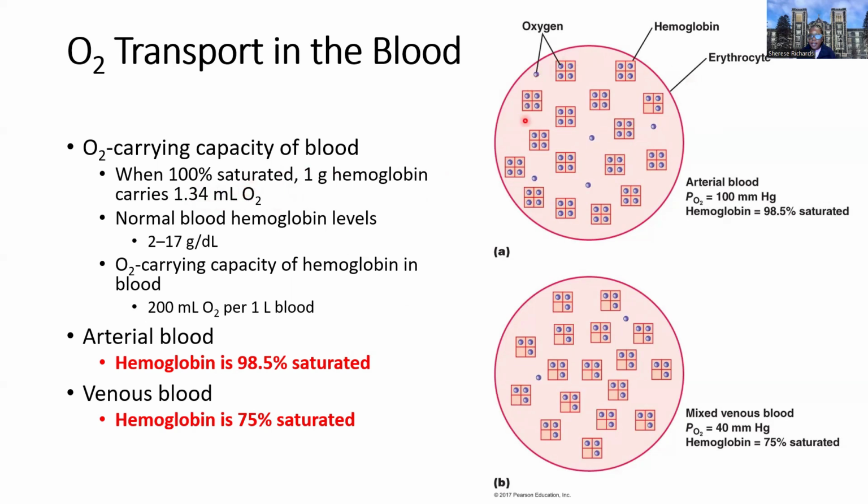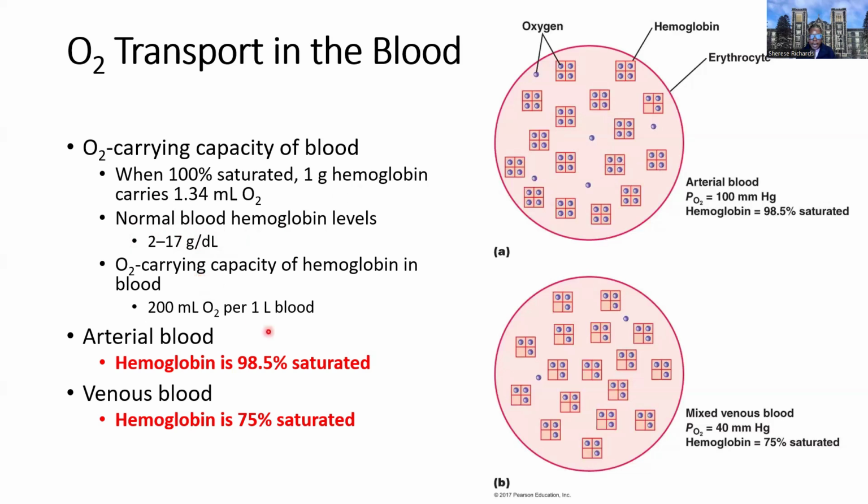And in terms of that capacity, we can look at the state in panel A here. All 4 sites have oxygen bound, so it's fully saturated. The normal hemoglobin levels in our blood are about 12 to 17 grams per deciliter, and this can be slightly higher in men than it is in women. The oxygen carrying capacity of hemoglobin is about 200 milliliters of oxygen per 1 liter of blood.